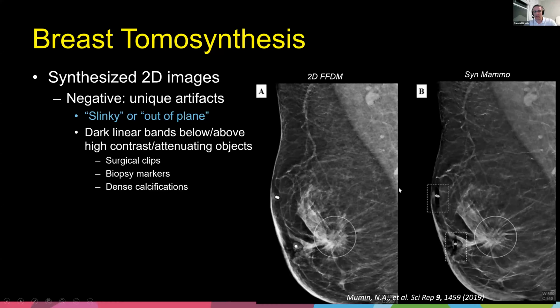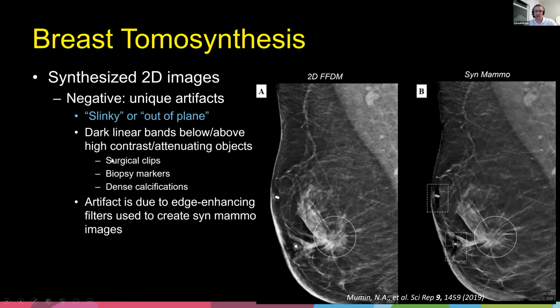So obviously this black area is an artifact. That is not true anatomy. But if I didn't tell you this is a synthetic image and you saw a high contrast object with these big telltale black stripes on both sides, you would know it's synthetic in a heartbeat. And these are going to show up where there's surgical clips, biopsy markers, dense calcification, etc.